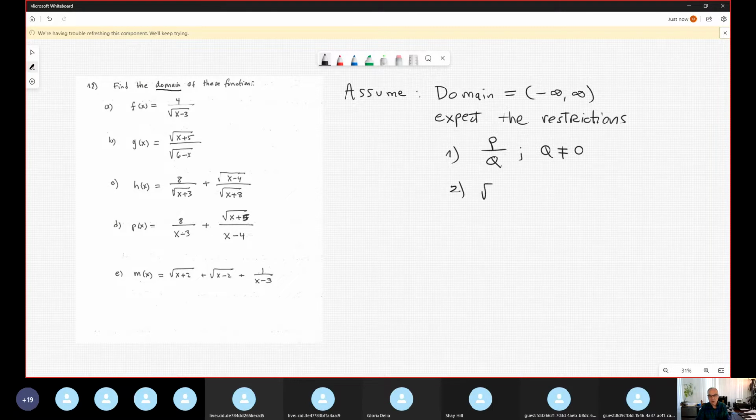Restriction number 2, radical: the expression must be non-negative. Non-negative mathematically means positive or 0. And restriction number 3, E divided by radical E. When the radical is in the numerator, accept 0. When the radical is in the denominator, do not accept 0. It's only positive.